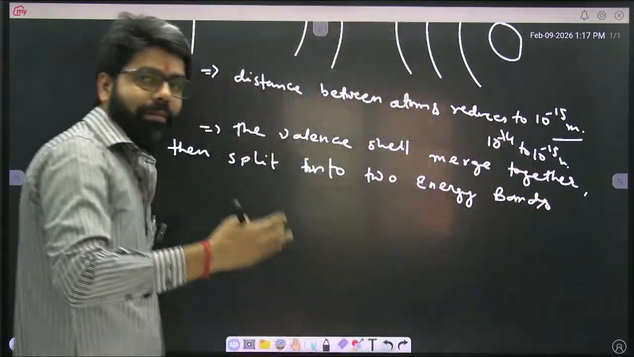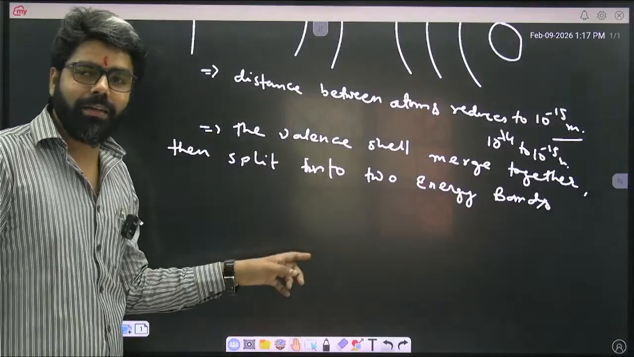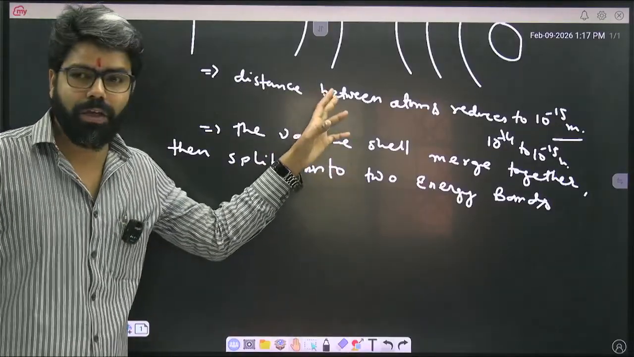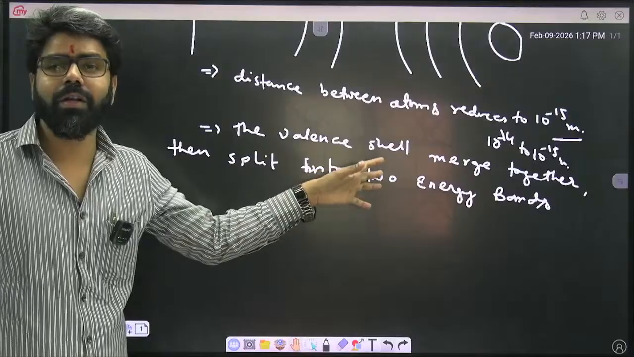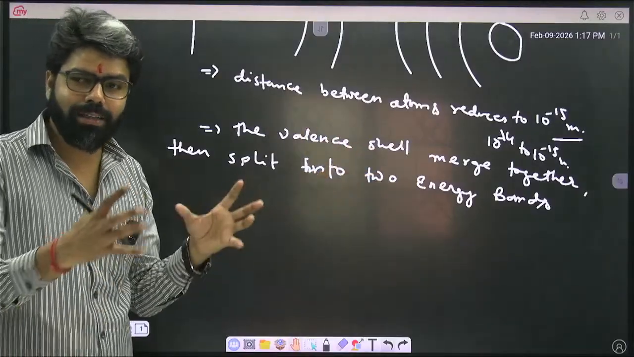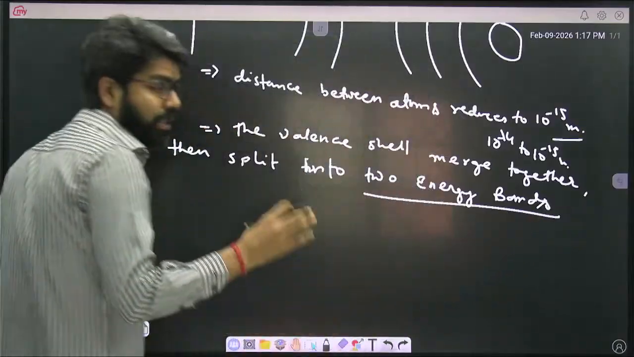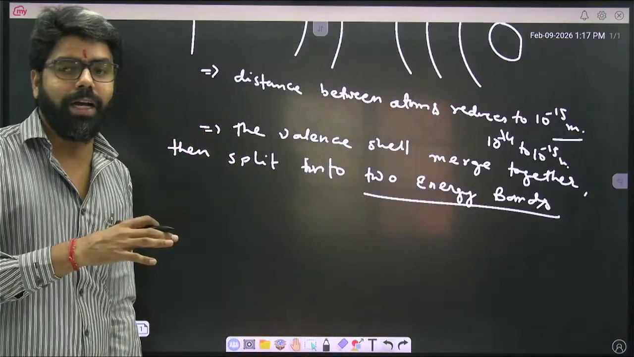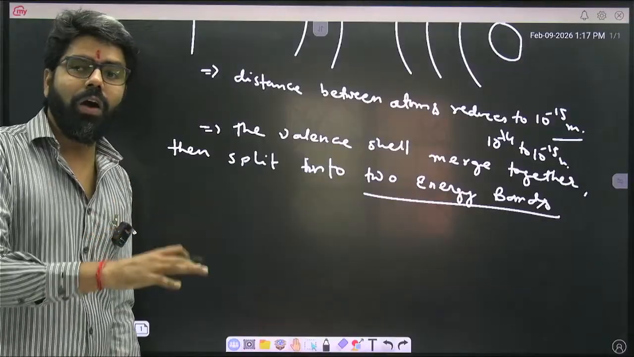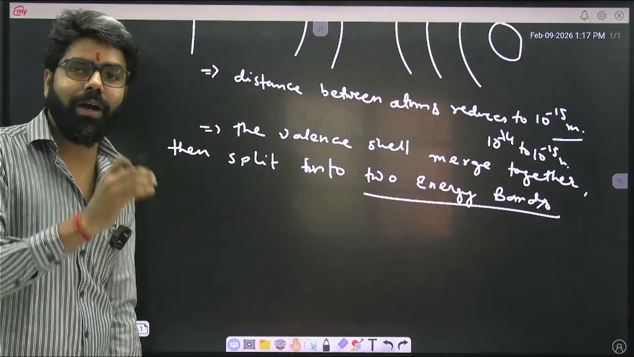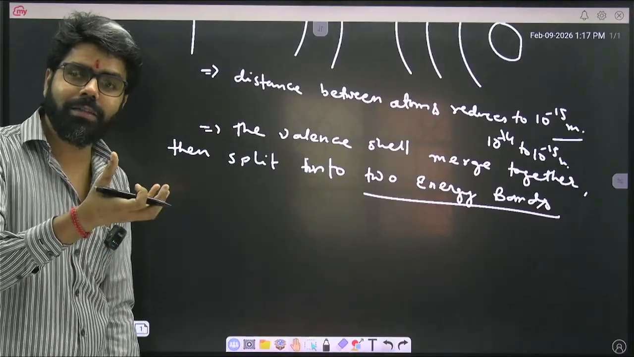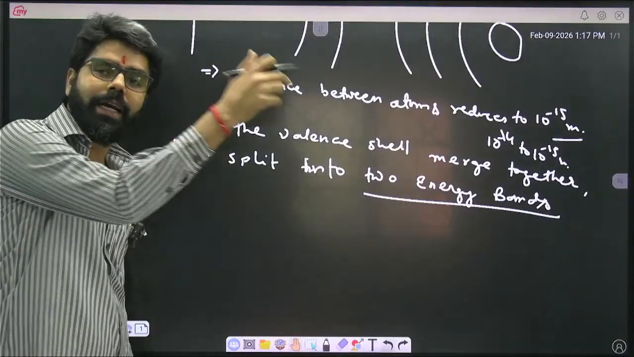So in atoms we have energy levels, but in the lattice we have energy bands. The valence shells merge together and form energy bands. And what are these energy bands? There is no effect on the inner cells. Remember that, the inner cells are not affected. Only the valence cells modify into the energy band.